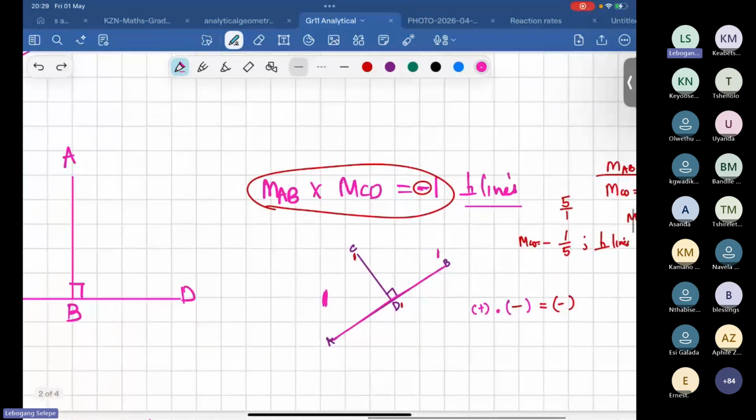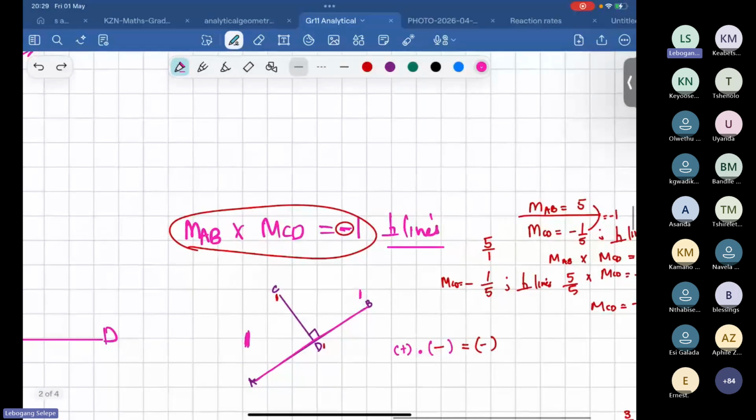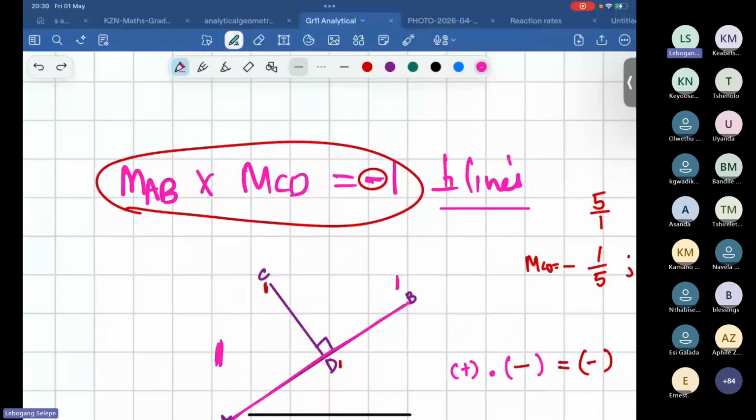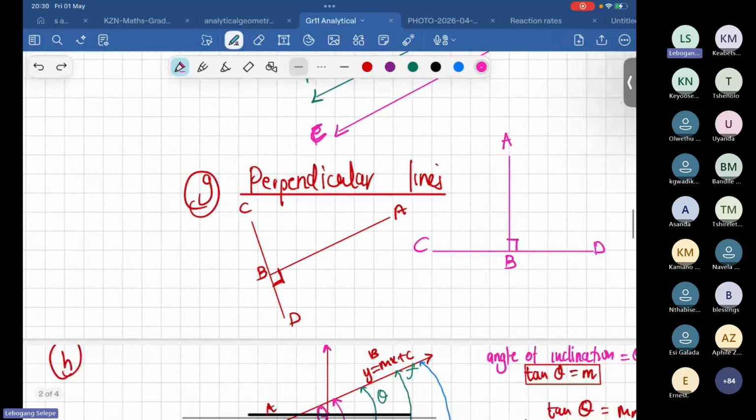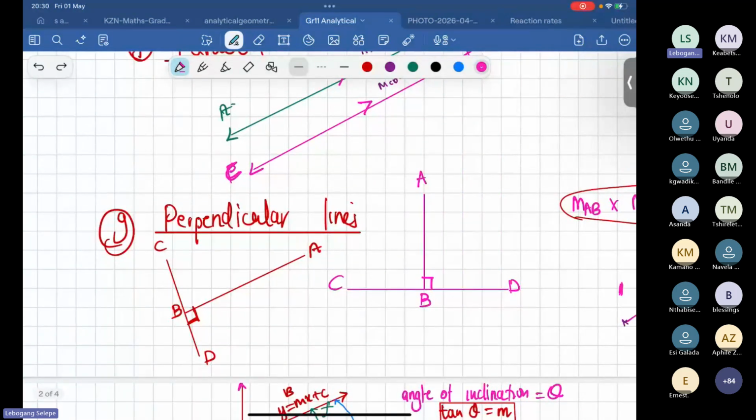And then I wrote on the side to remind you that, again, if I take the gradient of AB multiplied by the gradient of CD, I will get -1. So what I was saying with perpendicular lines is that if I multiply two gradients of two perpendicular lines, I'm supposed to be getting a -1. Understanding that is crucial for your grade 12 analytical geometry, because we're going to be studying circles and lines. So it's going to be circles and lines combined.